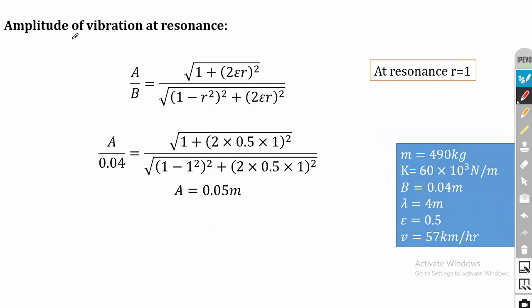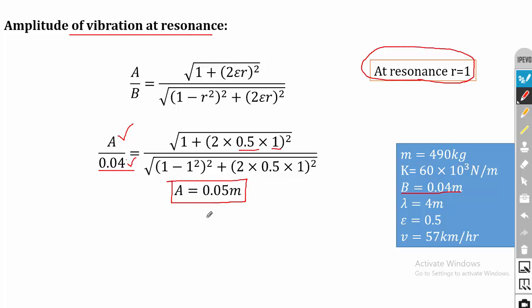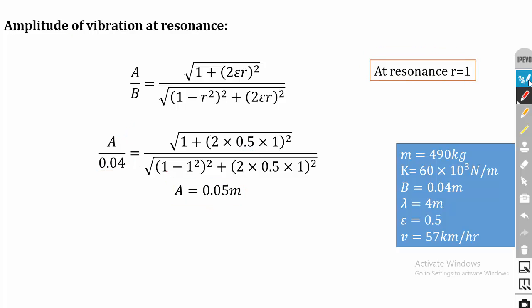Then the second subdivision is the amplitude of the vibration at resonance, that is, at critical speed. We know that at critical speed or at resonance, the R value is 1. So you can write the amplitude ratio and put the R value as 1, and the damping factor is given as 0.5. Further, the amplitude of the road surface B is given, it is 0.04 meter. I can substitute it. Remember that A is the amplitude of the vehicle and B is the amplitude of the road surface. So if I solve this, I will get A is equal to 0.05 meter. This is the second subdivision.